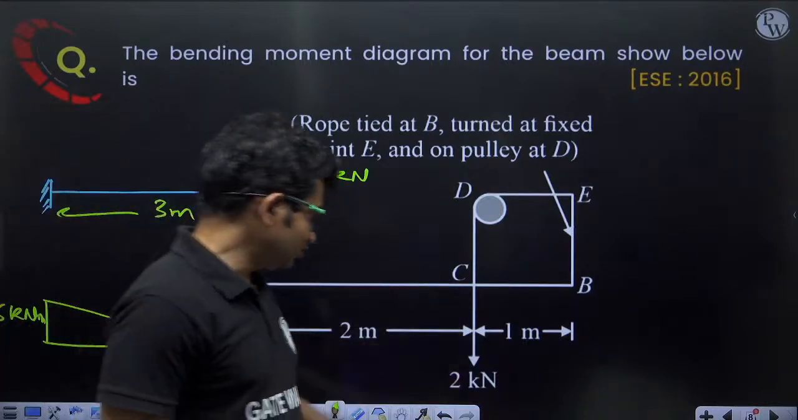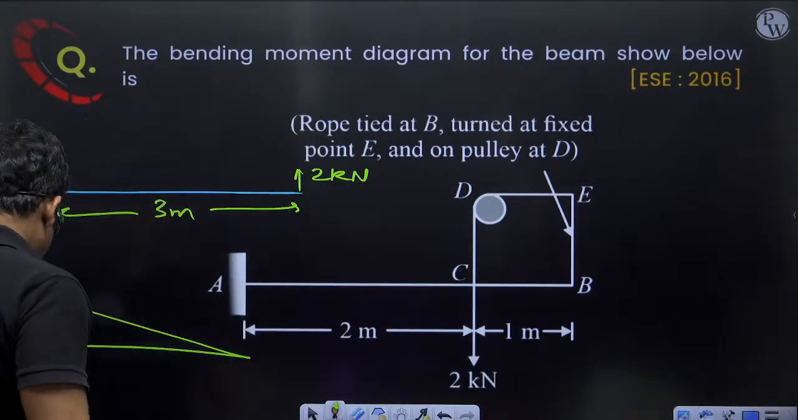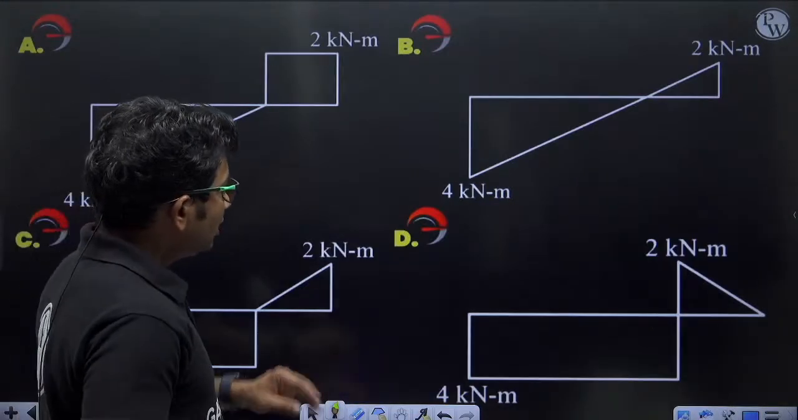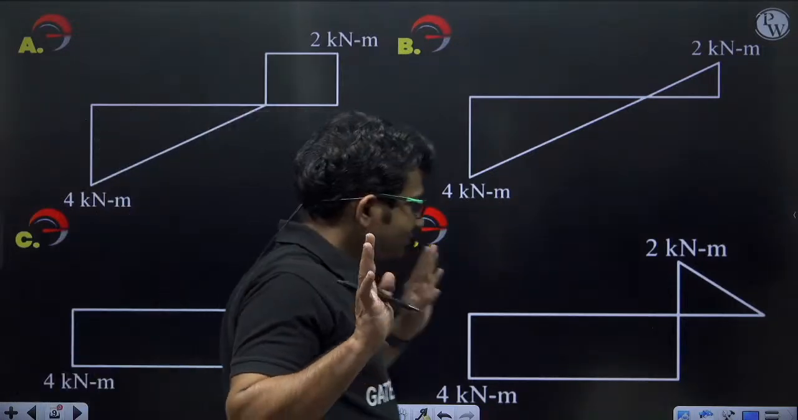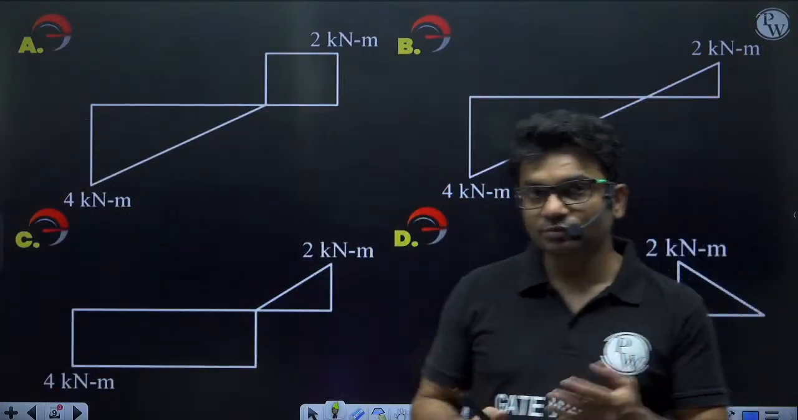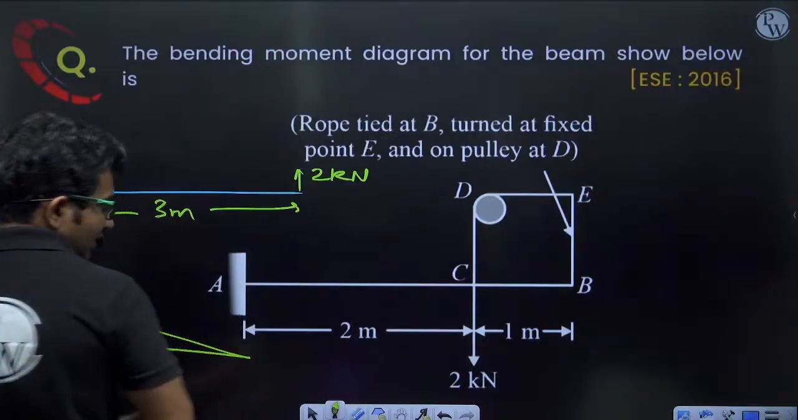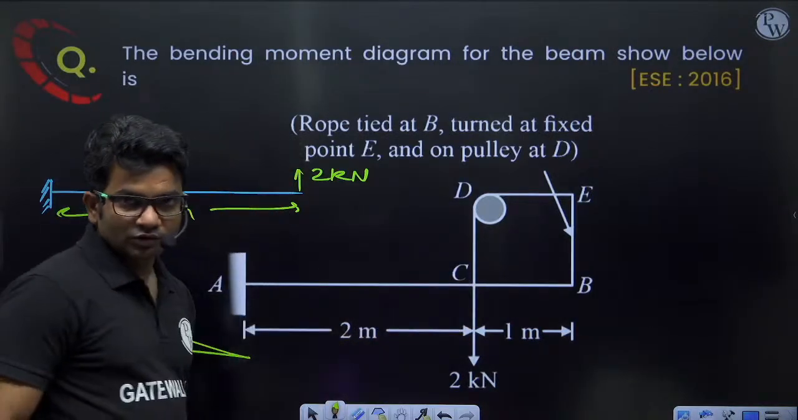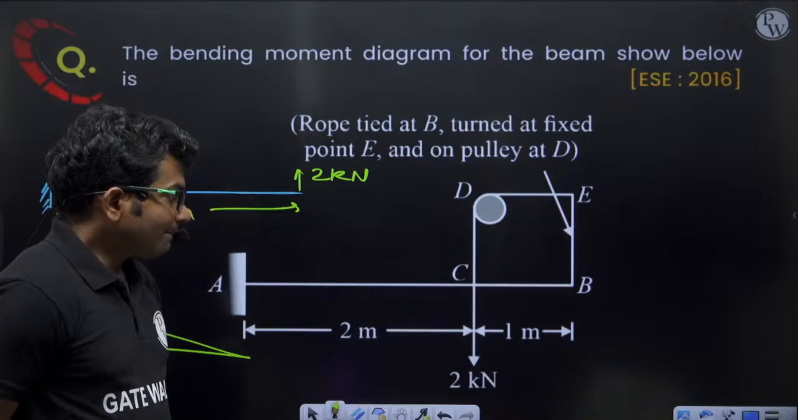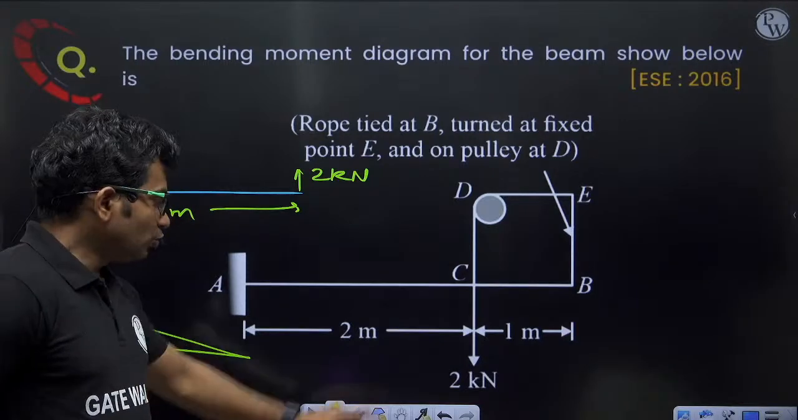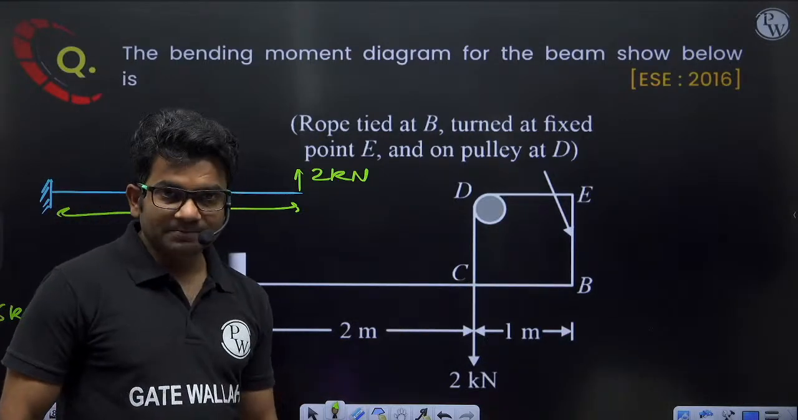Okay, if it is not touching here, so none of the options is correct. None of the options is correct if we assume that the rope is not touching the beam at C. Now that means the rope must be touching the beam at C.